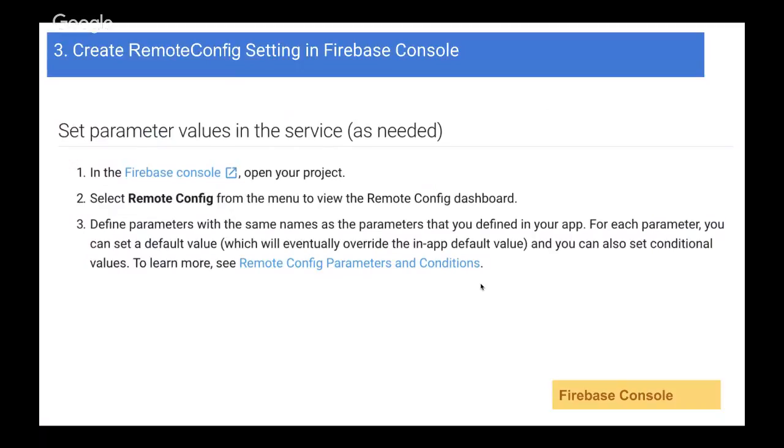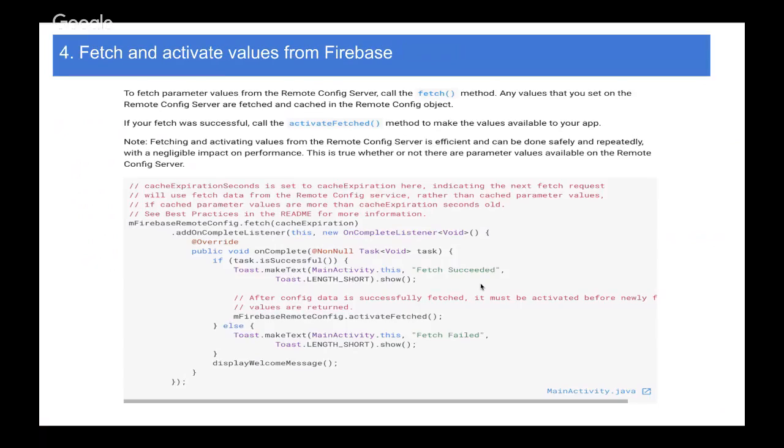So once this is achieved, we then move back into the app to write the code to make a call to the Firebase servers to see if we have a new value for the remote config that we created within the console. That is done with the fetch function. And this is where you need to specify how frequently you want to fetch the values. And on a successful fetch, if there is a new value available, you also need to call the activate fetched function, which makes that value available locally within your app.